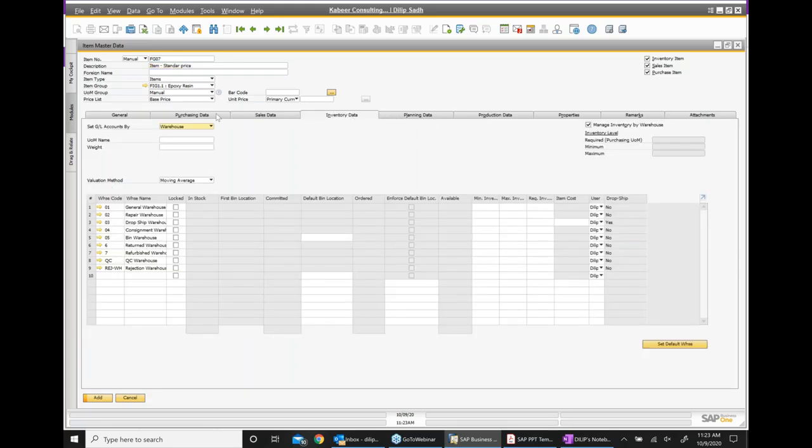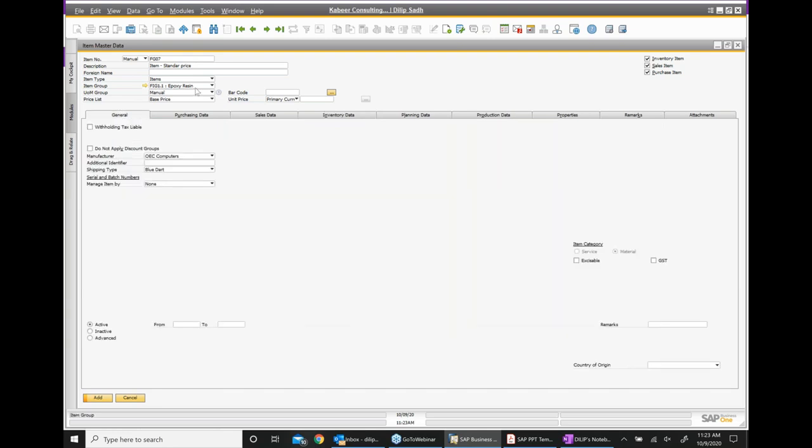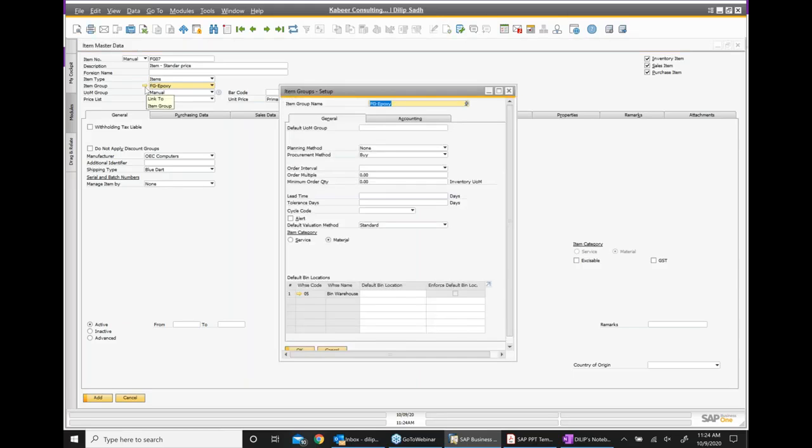Now here we have an item group. So I select the item group, this FG epoxy, whatever that is. Now why select this item group? Because if we hit enter on this item group, then you will find that this item group's valuation method is standard. So it's a different valuation method. That's why we are using this.